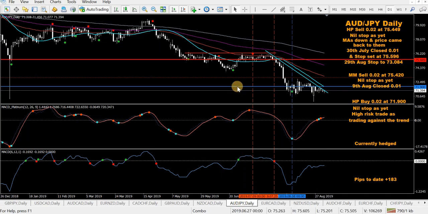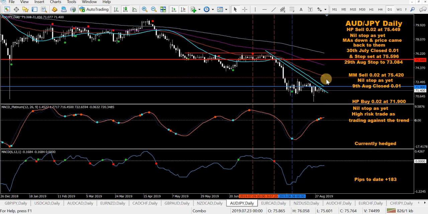So here's the Aussie yen. A couple of sells up here and a buy which has gone sideways. That's a HP buy. Normally I'll be looking to get out of that. If I was just looking at this trade as a standalone, as soon as price gets MACD platinum near that zero level, I'm looking to exit it. But because I'm in two sells, I'm currently hedged, so I can't lose anything.